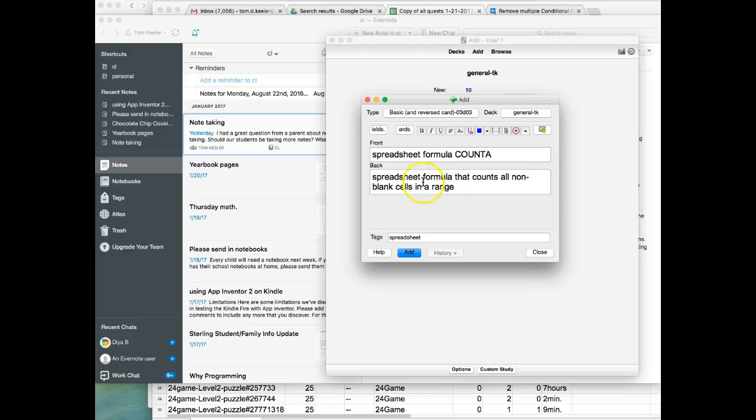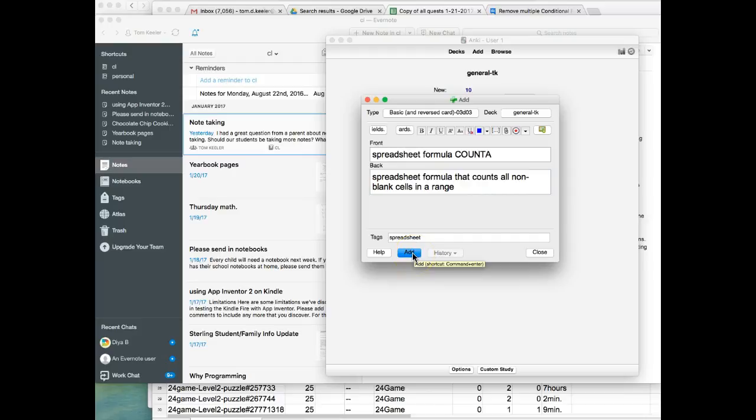But we'll see that sometimes you want to ask yourself when you're studying, well, what is that formula? Okay, so I remember there's a formula that counts all the cells that are non-blank, but which one is it? Other times you want to know, well, okay, COUNTA, what does that do? So both are valid things to practice. Okay, so we'll add that.